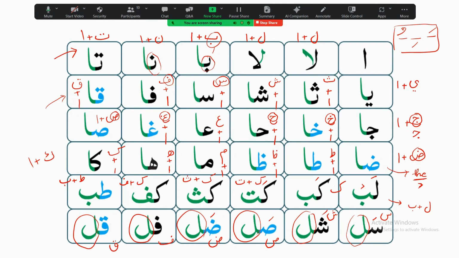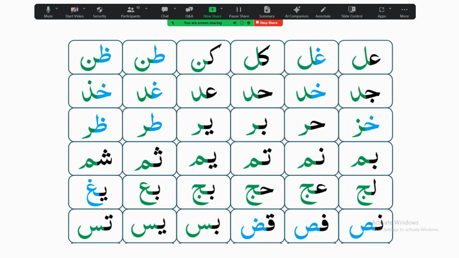Qaf letter, the heavy one, with lam: qal. Or we can put a dhamma and say qul, qul. Okay, so there are a lot of examples here. That is why I turned this session into a practice session for you, so that you remember the shapes of the letters and how we are supposed to join the letters with other letters. So we're moving quickly as well.